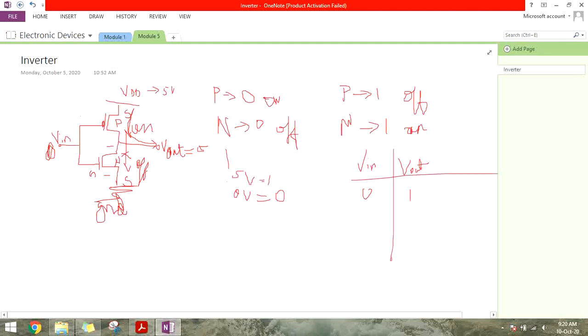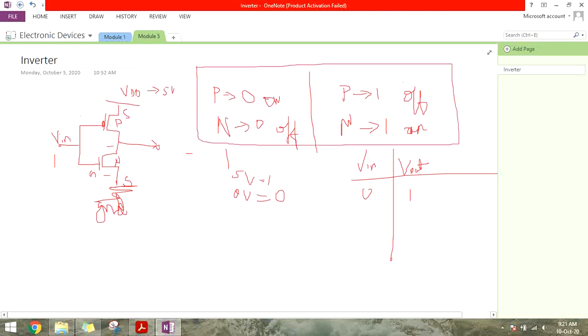Similarly, now we will check what happens when you give 1. So the first condition is when you give 0, and the second condition is when you give 1. Now when the input is 1, whenever you give 1 over here, the PMOS transistor will be off, and the NMOS transistor will be on.